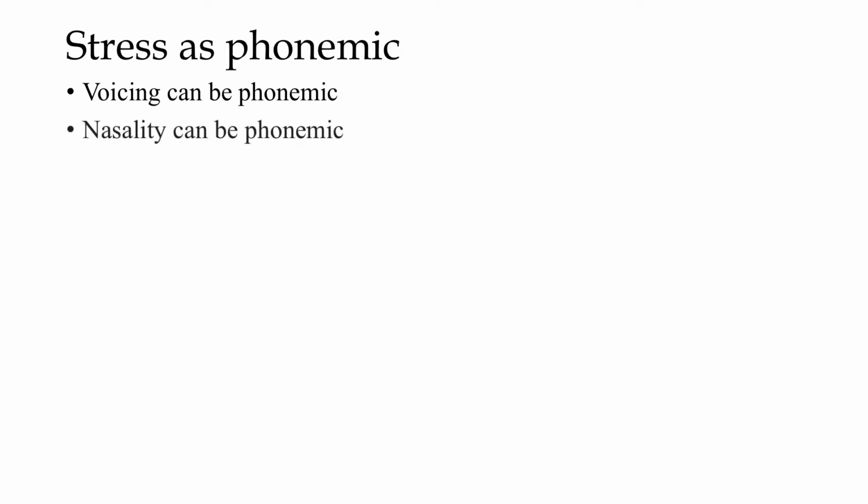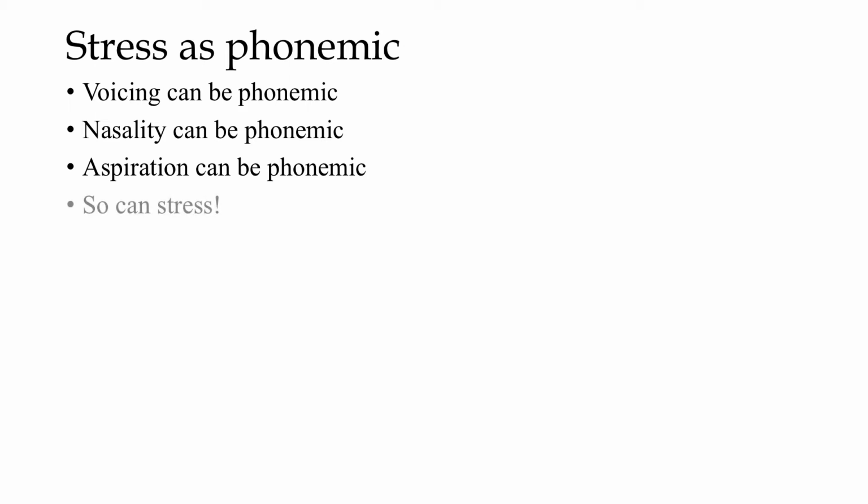We saw nasality can be phonemic. So chant is French for sing or song. Chat is French for cat. The only difference between the two is the nasalness of that vowel. Aspiration can be phonemic. We saw this in English where Pete and beat are two different words. The first one is aspirated, Pete. The second one is unaspirated, beat. And the difference is a difference in aspiration.